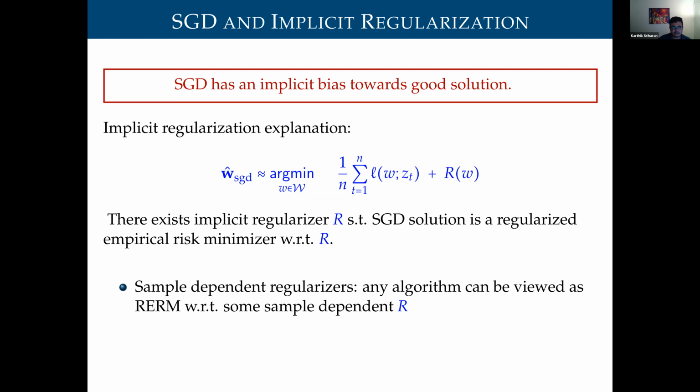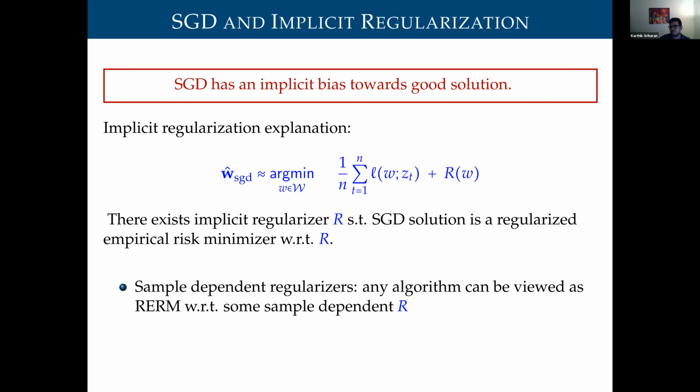So it's important. RERM, to remind you, is the regularized empirical risk minimizer. That is basically the solution to the blue equation here. That is, the empirical risk is basically this training loss.